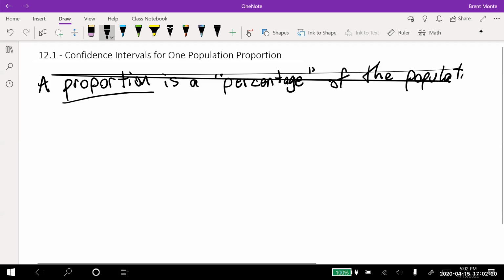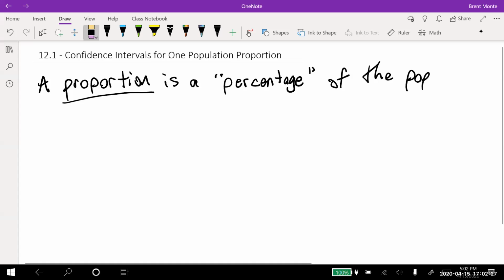Wow, that wasn't good. Let's try to erase that. There we go. Erase those two while we're at it. So a proportion is a percentage of the population that has a certain characteristic.